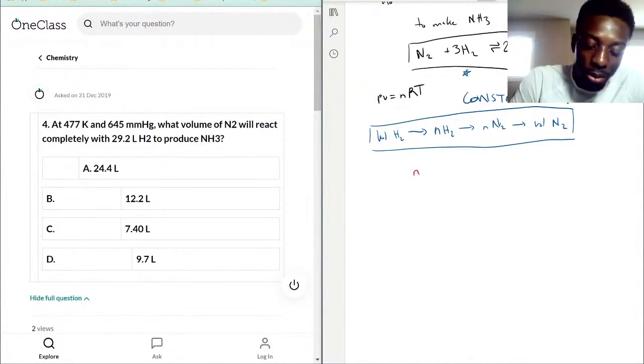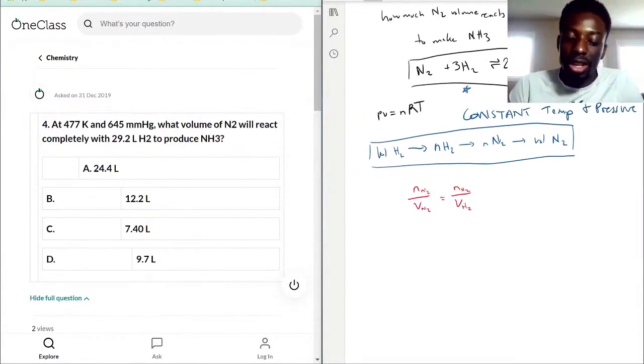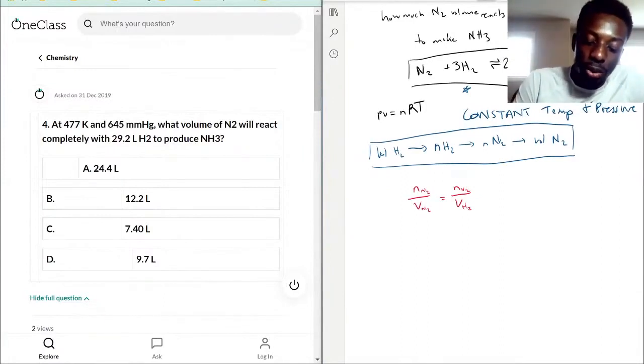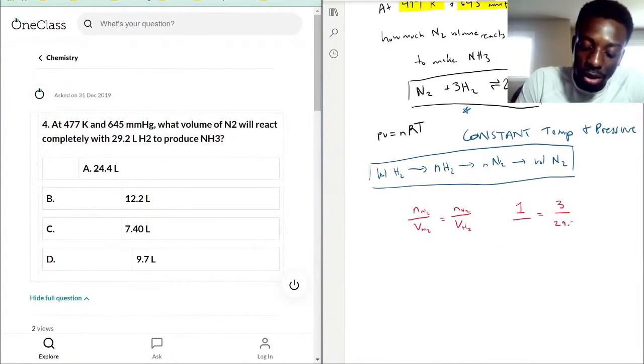Okay, so here is what I did to solve it. The amount of moles per the amount of volume of nitrogen has to equal the amount of moles per the amount of volume of hydrogen. This is how I solved it, a much quicker way, only because the pressure and temperature were constant. We know the ratio of moles to hydrogen, so this is going to be 1, equal to 3, and also 29.2, that's the volume of hydrogen.